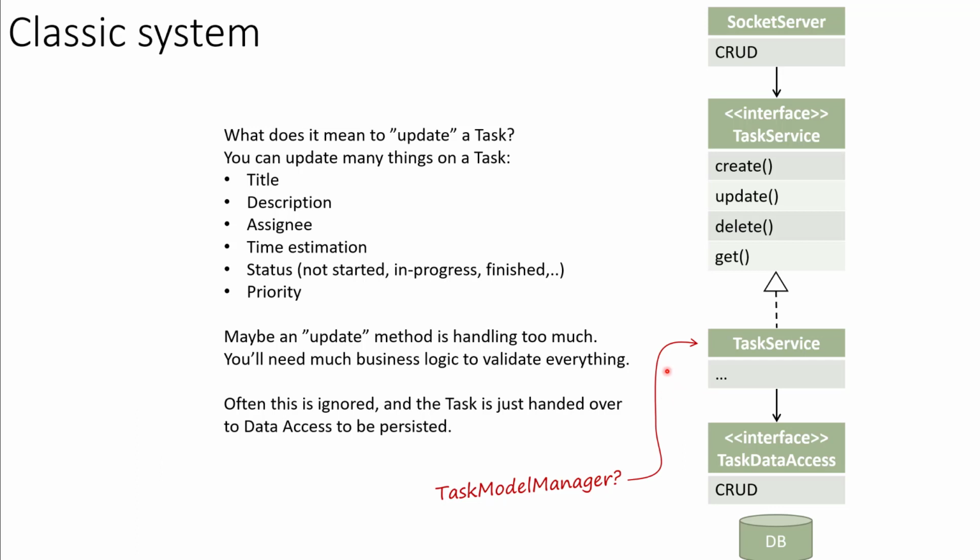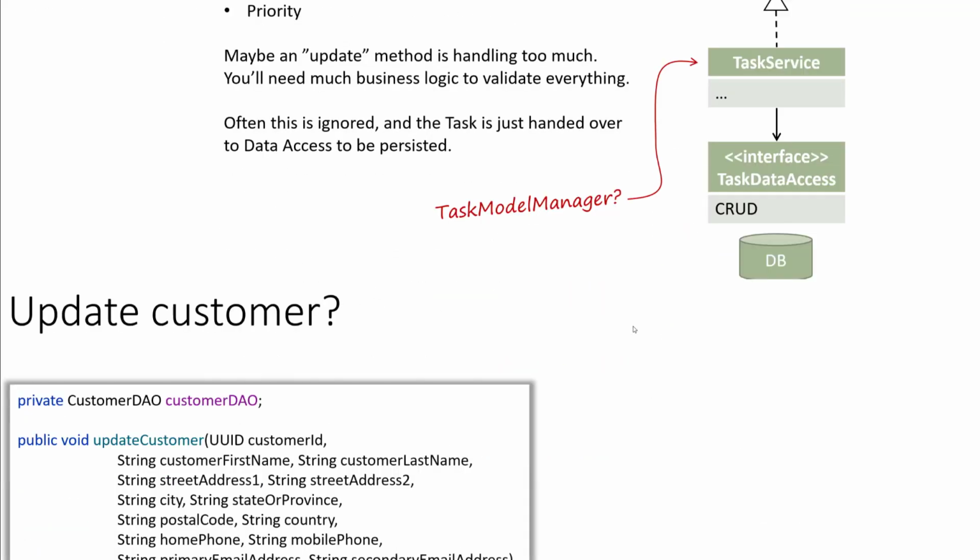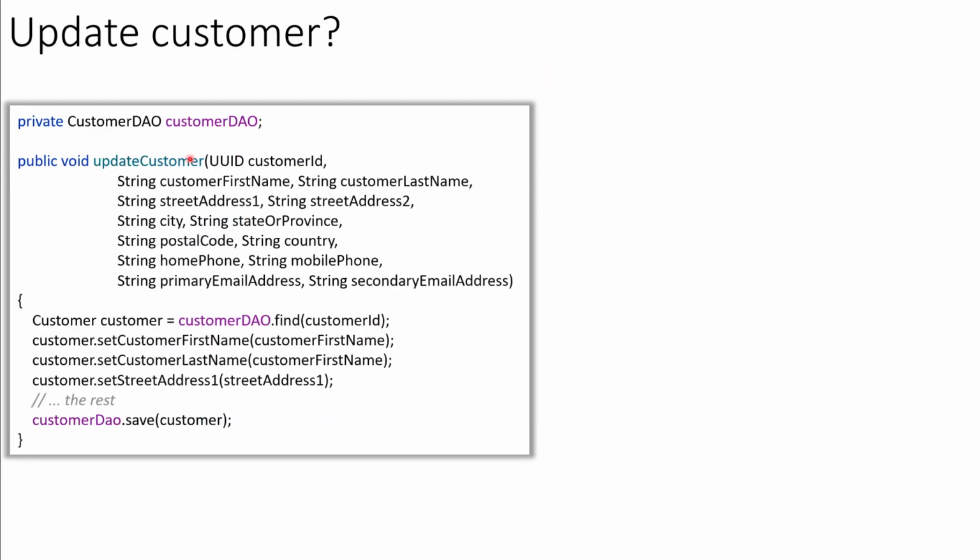Let's take another example of update. I have a customer. I want to update the customer. Maybe I give it a customer object, or maybe I give it all this stuff that I can update. And I would find a customer using my data access object, the pattern that we will look at next. And then we will just set all this stuff: set the first name, the last name, the first address, the second address, and so on. All of these, and then we save it again.